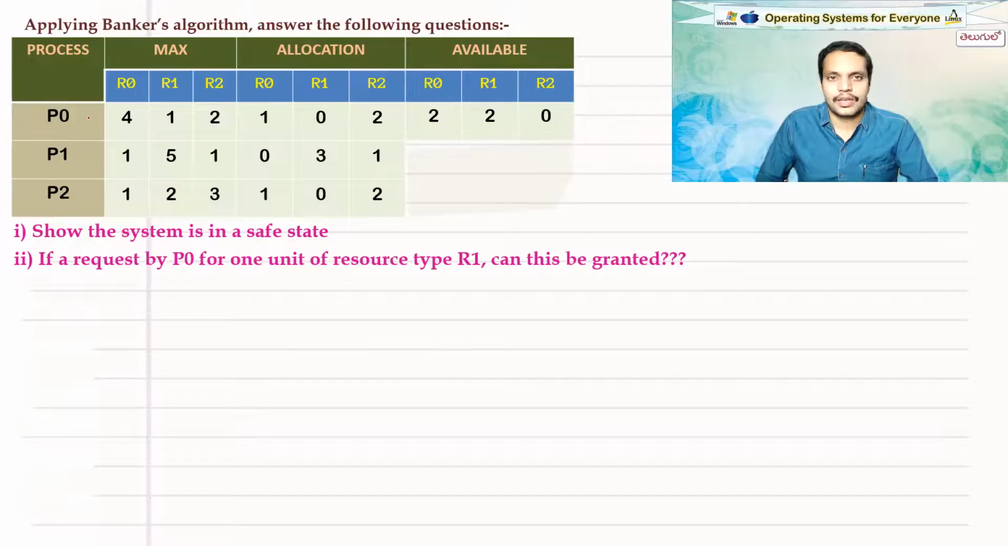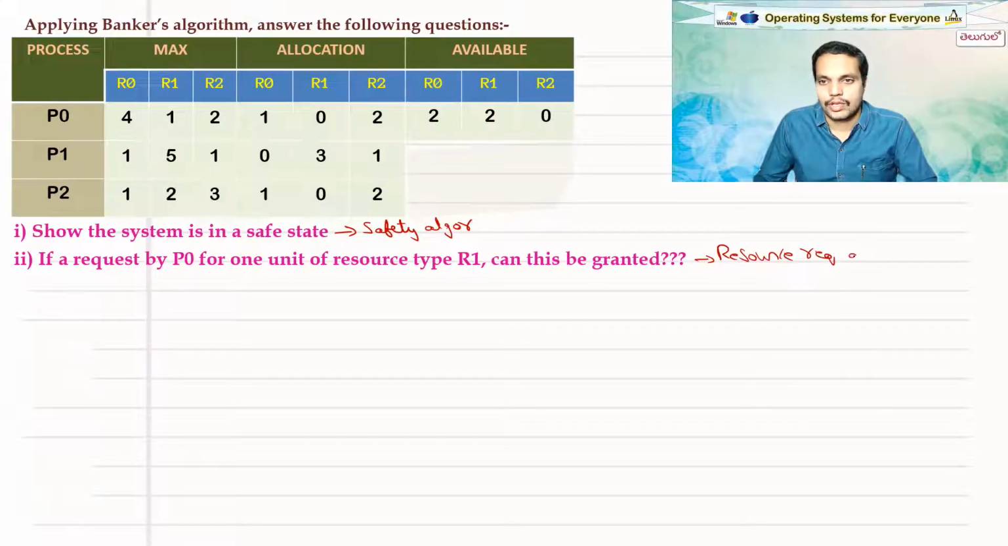So once again, it is given there are 3 resource types, and I am having 3 processes. The 3 processes are P0, P1, and P2, and the 3 resource types are R0, R1, and R2. Okay. Now it is directly asking me to show the system is in a safe state, and then please calculate to see if a request by P0 for 1 unit of resource type R1 can be granted. Now here for this case, I need to run the safety algorithm. And for this case, I have to run the resource request algorithm.